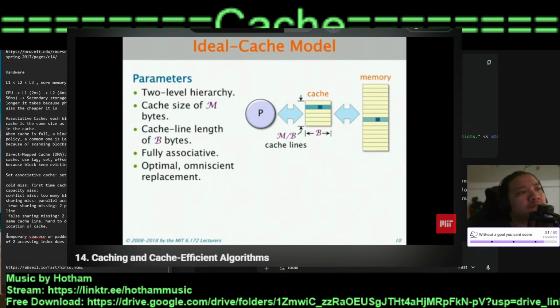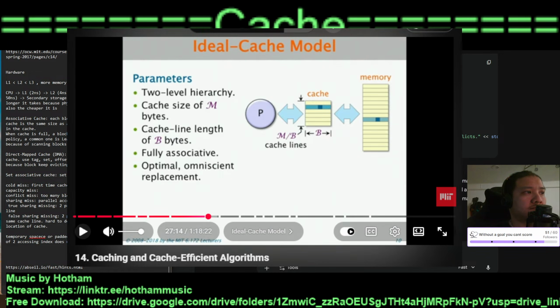In this model, we have a two-level cache hierarchy. So we have the cache and then main memory. The cache size is of size m, and the cache line size is of b bytes. And therefore, we can fit m over b cache lines inside our cache. This model assumes that the cache is full.